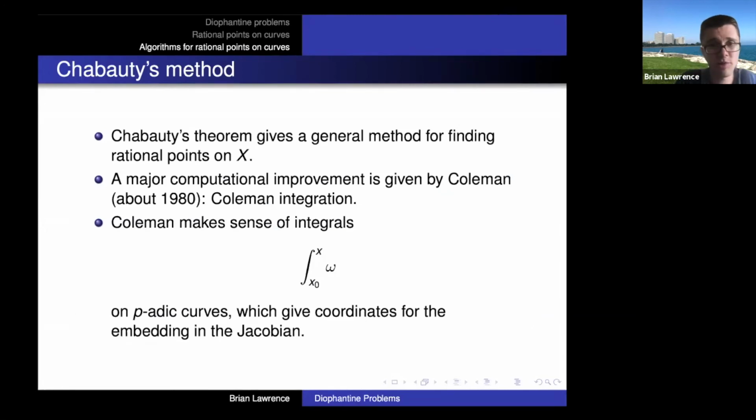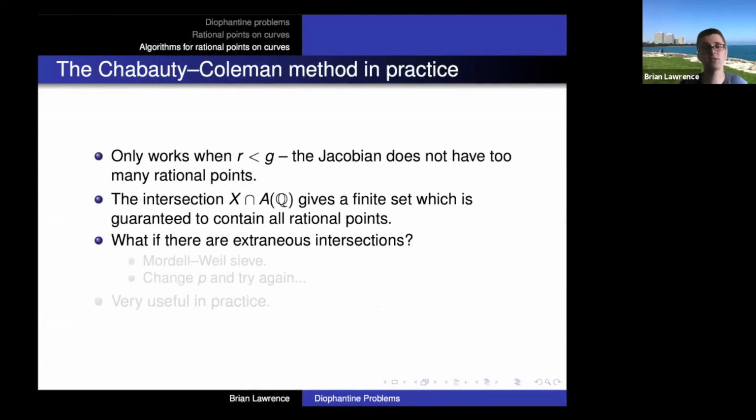So I'd like to say a couple words about the limitations of this method. What exactly does Chabauty's method get you? First of all, you need R to be less than G. Remember, R was the rank. R tells you how many rational points you have on the Jacobian. If the Jacobian has too many rational points, this method just doesn't get you anything at all.